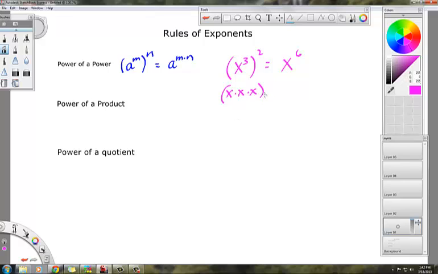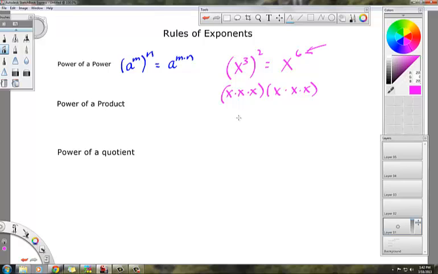If you square it, that means you multiply it by itself. That means you have 2 of them. So how many x's do you see? 6. That's why that works the way it does. Every time that works like that.